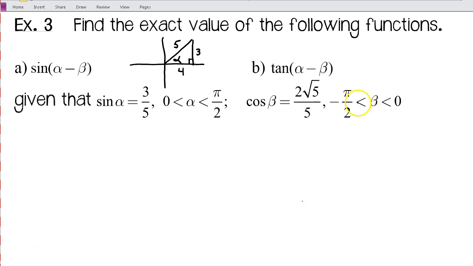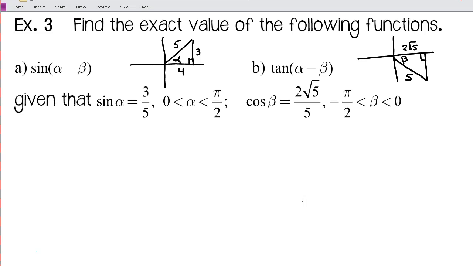For angle beta now, we know that it's between negative pi over 2 and 0. So negative pi over 2 is down at the bottom at the same place as 3 pi over 2. So we're going to draw our triangle in the fourth quadrant. And we know that the cosine is 2√5 over 5. So here's beta. The cosine is adjacent over hypotenuse, so that's 2√5, and that's 5.